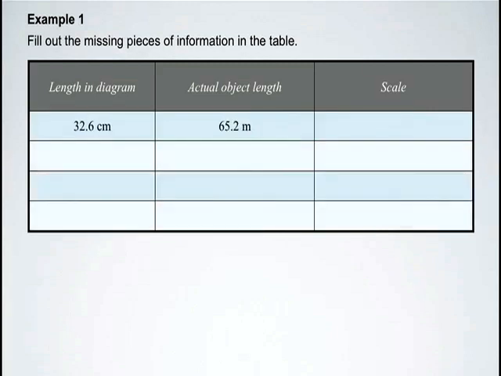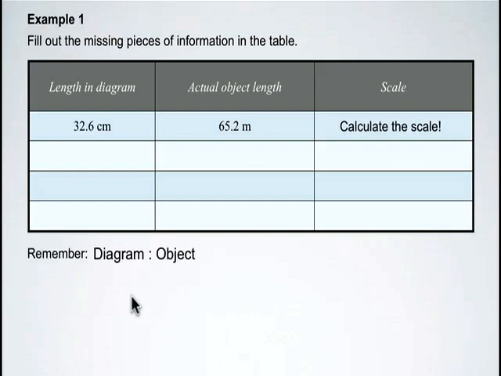Example 1. We're going to fill out the missing pieces of information in the table below. So we have length in diagram, actual object length, and scale. In the first row, it's the scale that we're missing or that we need to calculate. Remember that scales for these calculations are always diagram to object.